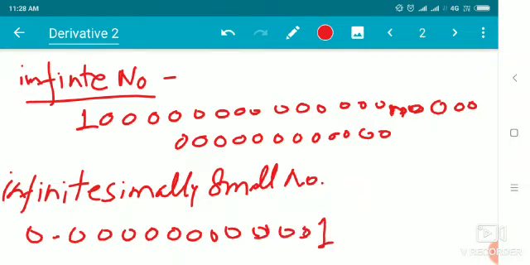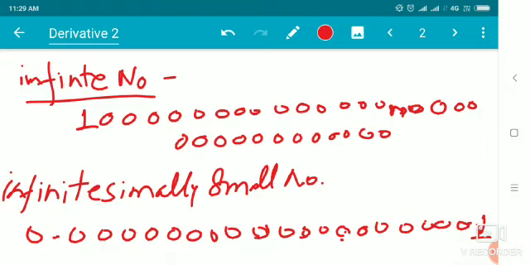Is it the smallest number? The answer is no, it is not the smallest number. We can add more zeros in this number, and we can write 1 at the end. Is it the smallest number? The answer is no. We can add more zeros, and at the end I can use 1. Again, it is not the smallest number. We can add more zeros and at the end we can write 1.